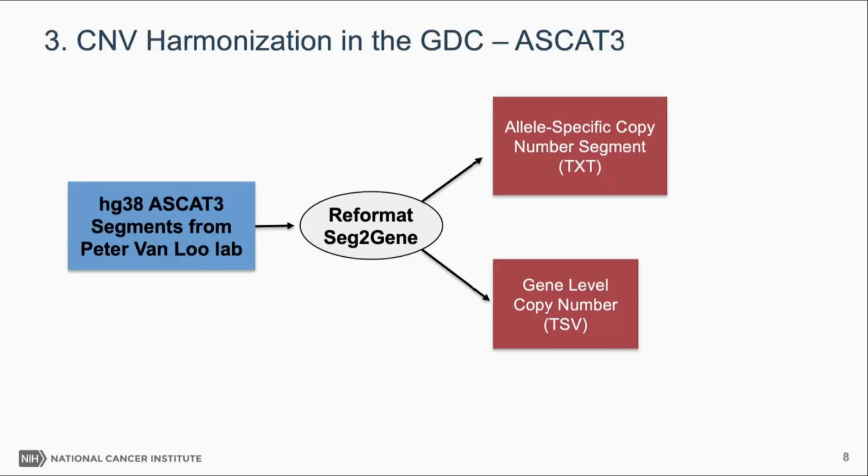Next slide. The next version of ASCAT was released. We also adopted it. For TCGA data, the author of this tool, the Peter Van Loo lab, had already generated the output in GRCh38. So rather than rerun everything, we reformatted the output they provided and integrated these results. The output format is exactly the same as ASCAT2, just with a slightly updated algorithm.